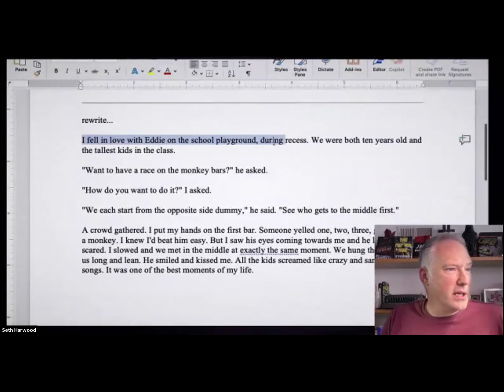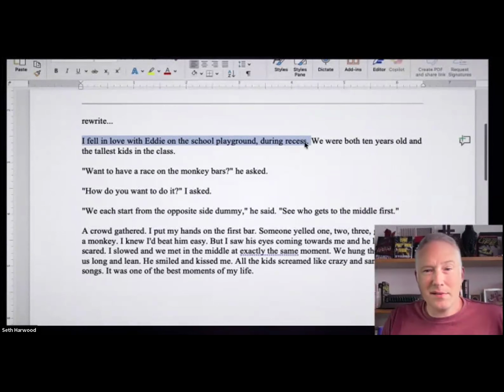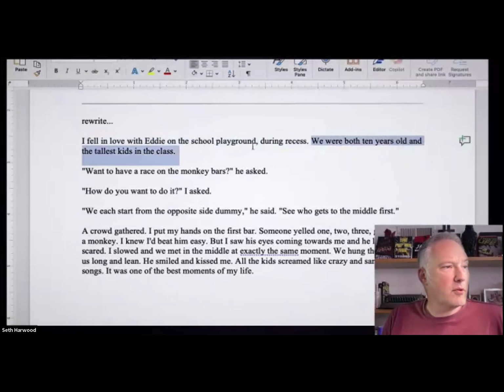"I fell in love with Eddie on the school playground during recess." Maybe this is still summary. We don't know how many recesses this was, but we're getting closer to scene work. "We were both 10 years old and the tallest kids in the class."